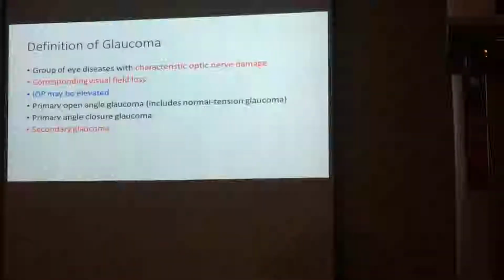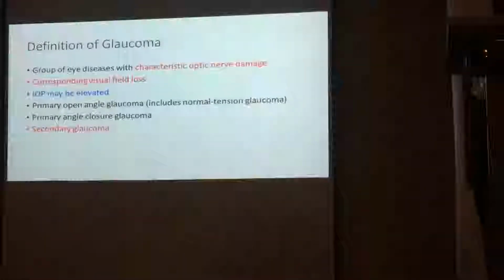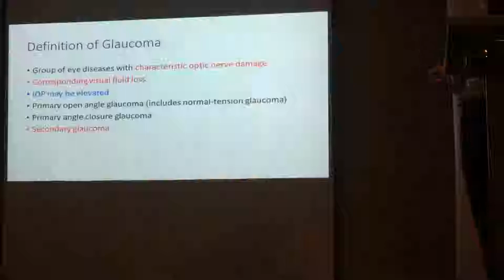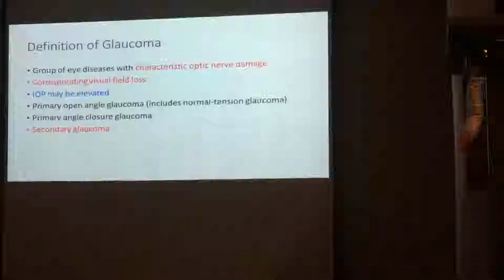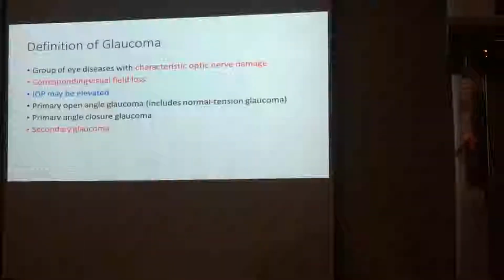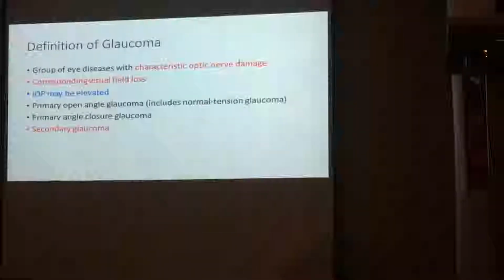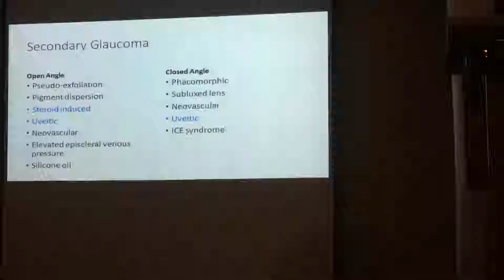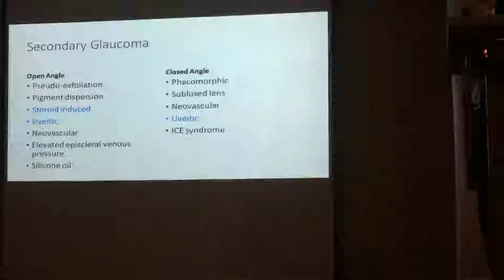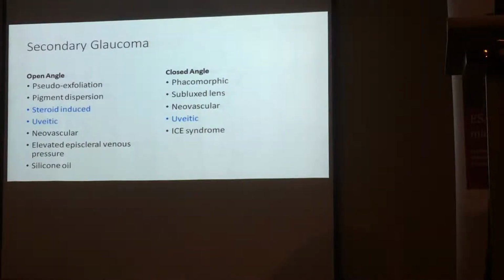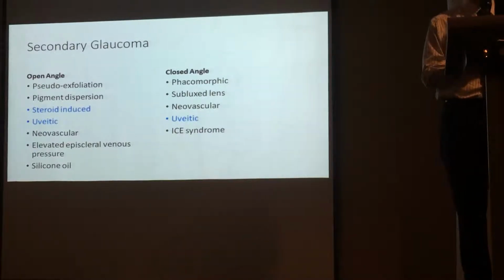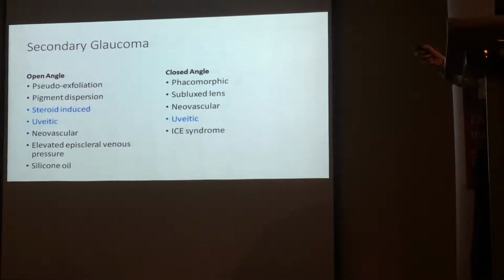And big groups of glaucoma which we often speak about are primary open-angle glaucoma, and that includes normal tension glaucoma. Some people do not like to differentiate high pressure POAG and NTG, so they all call that open angle glaucoma. Then there's primary angle closure glaucoma and secondary glaucoma. Among secondary glaucoma, that can again be broken up into the open angle conditions as well as the closed angle conditions.